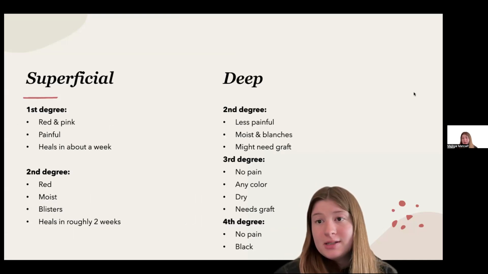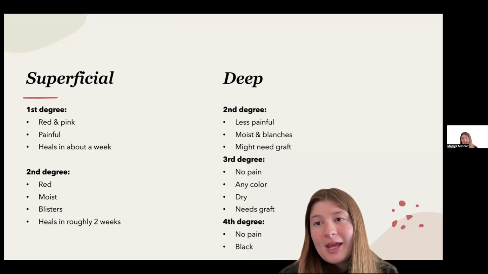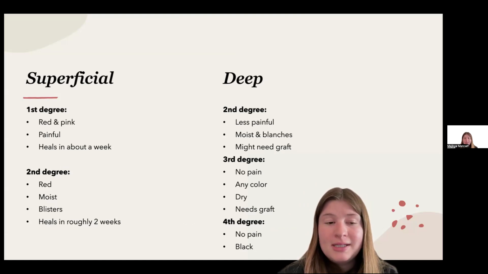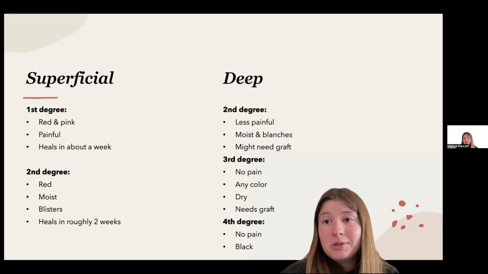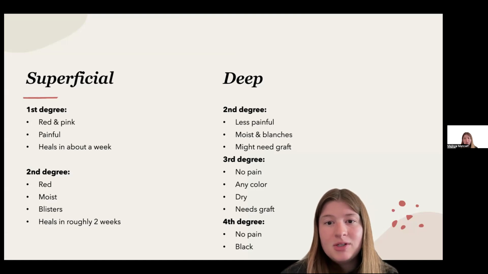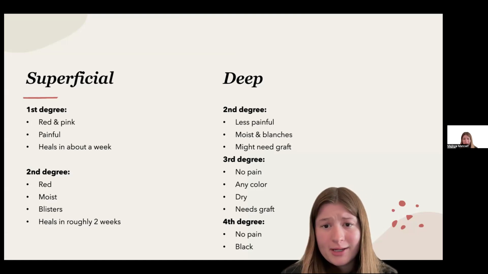So superficial burns, we have first degree, which are red and pink, typically very painful, and they'll heal in about a week. Second degree superficial are going to be red, moist, and then you're also going to see blistering. And these ones take a little longer to heal, usually within 7 to 14 days. For second degree deep burns, these are going to actually be less painful. They're going to be moist and the skin is going to be blanchable. Second degree burns might need a graft, but not always.